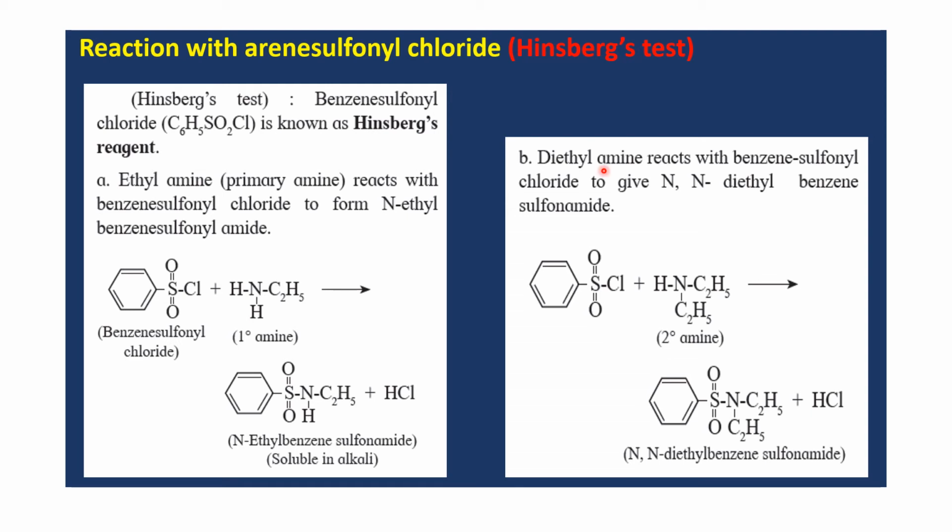Second, a secondary amine, for example diethylamine, reacts with benzene sulfonyl chloride to form N,N-diethyl benzene sulfonamide. Here you can see the equation: benzene sulfonyl chloride reacts with the secondary amine, that is diethylamine. It is forming N,N-diethyl, where two ethyl groups are attached to the nitrogen atom, so it is called N,N-diethyl benzene sulfonamide.